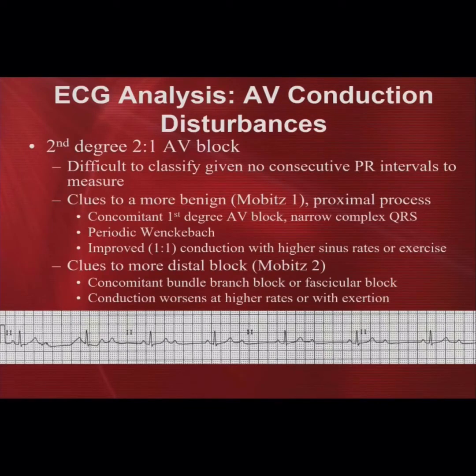Now, sometimes you don't have consecutively conducted beats to determine if that PR interval is lengthening, to determine if it's Mobitz 1 or Mobitz 2. As you see here, we have 2-to-1 AV block. Now, there are still clues to diagnosis, as you may have picked up on already, okay, to a benign versus more malignant process. Now, patients with narrow QRSs, okay, and periodic Wenckebach seen on telemetry or ambulatory monitoring tend to have a more benign prognosis. Their conduction also tends to improve with exercise or heightened adrenergic drive, as opposed to the Mobitz 2-like mechanism, where at baseline they might have wide QRSs or comorbid fascicular block. Their conduction can often worsen with exertion or heightened adrenergic drive, and these patients make us more nervous, okay?